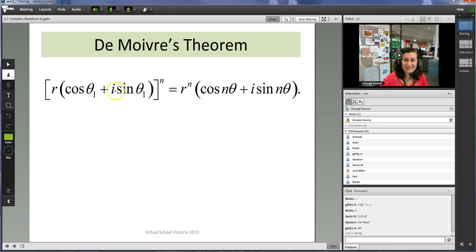Okay, alright, so let's talk about De Moivre's theorem. Now I think some of you have already read ahead. It's not very difficult. It kind of builds on the ways of doing multiplication with polar numbers.